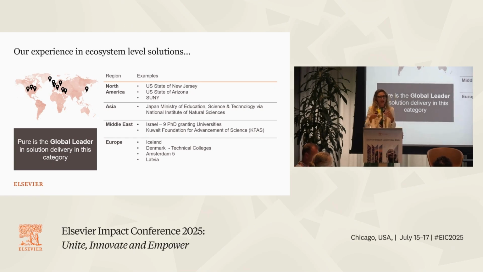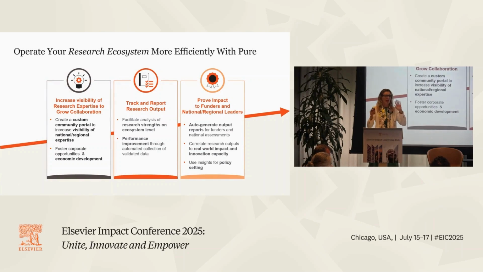Even though every ecosystem is different, we are serving a number of them across the globe. We have several ecosystems in the US, in Asia, the Middle East, and Europe. And so we are a global leader in this category of serving communities. And even though I mentioned every ecosystem has unique needs and they are all different, there are some common use cases and needs that we see across the board. So I just wanted to give you a couple of examples of these.